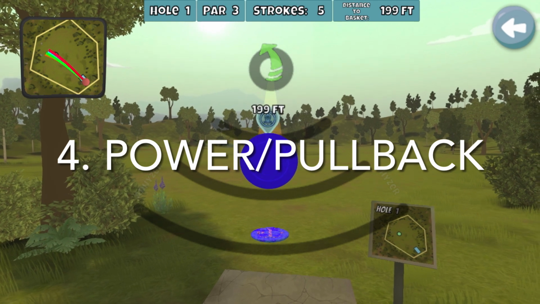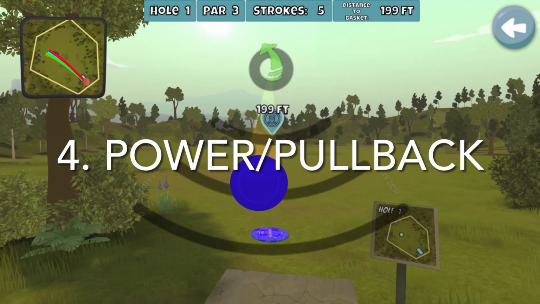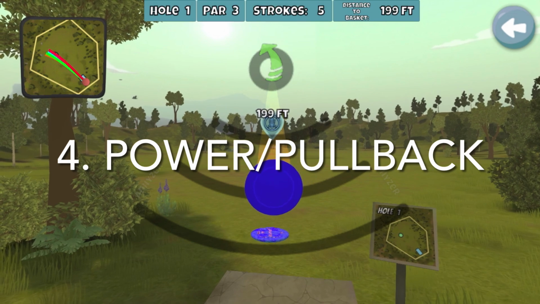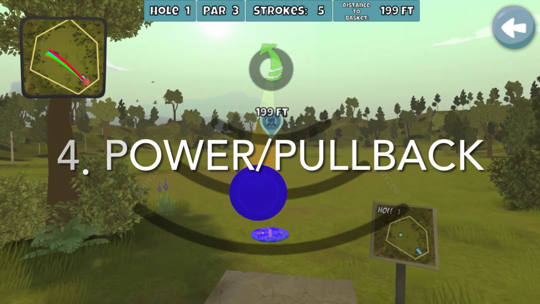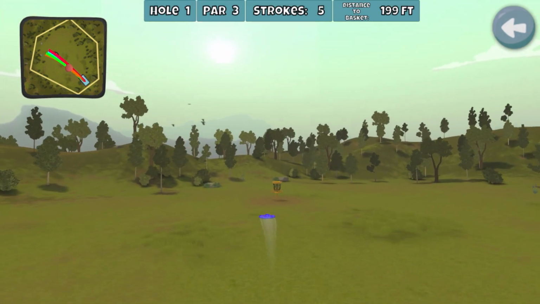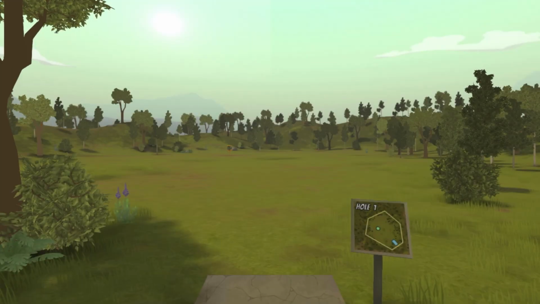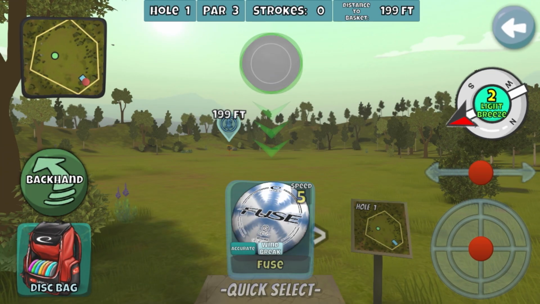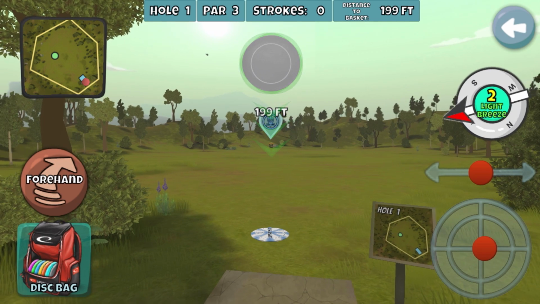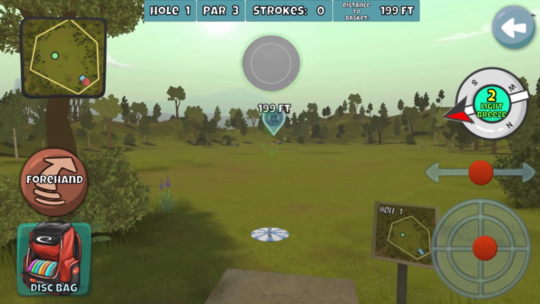And the fourth is the power and the pullback. This is the one that's probably the hardest for newer players to get used to. If you're trying to do a full power throw, that's fine. But what if it's 150 feet or 180 and you don't want to do a full power? That's why the power is probably 90% of the reason people miss throw-ins.